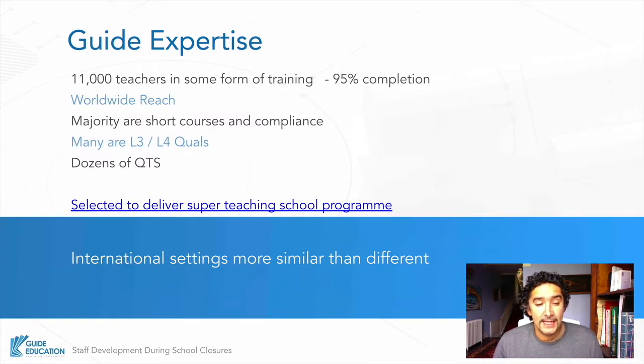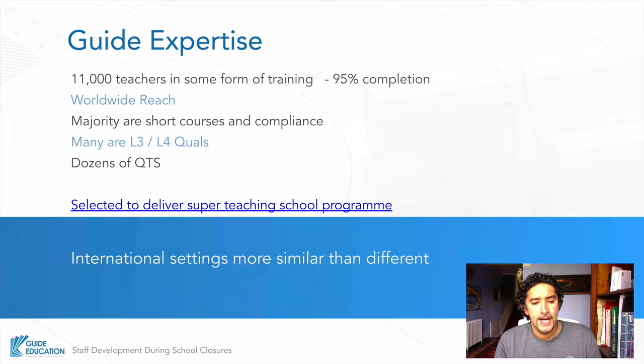So who are we? Well, we've been doing this for quite a while now. We've had 11,000 teachers come through us in some kind of training. We've made most of the people complete as well, which is quite unique for online learning, the traditional pass rate being between 10 and 12%. We've got worldwide reach. We've got offices in different countries, but we also train teachers across the world.